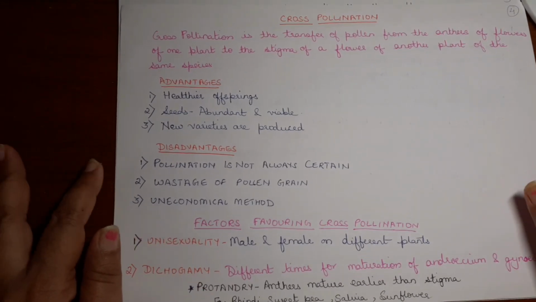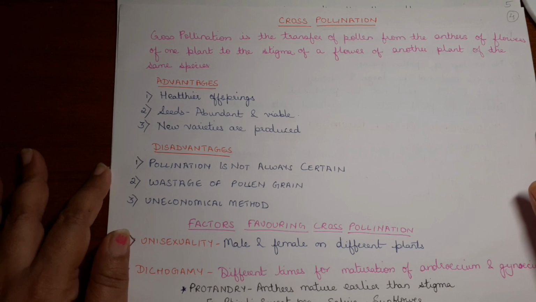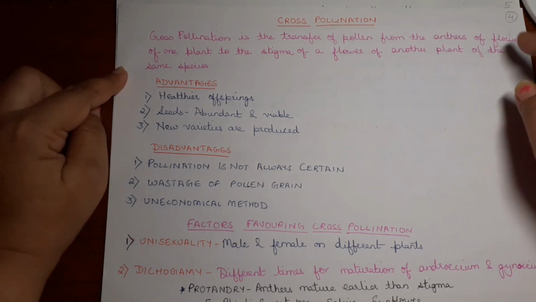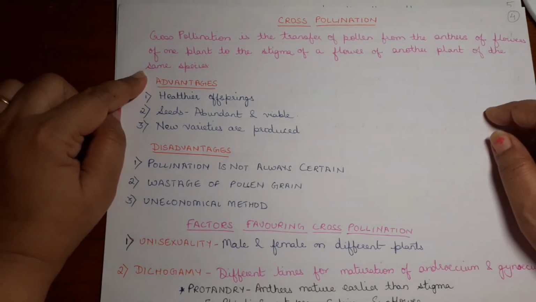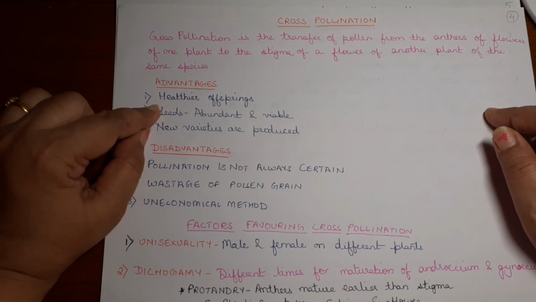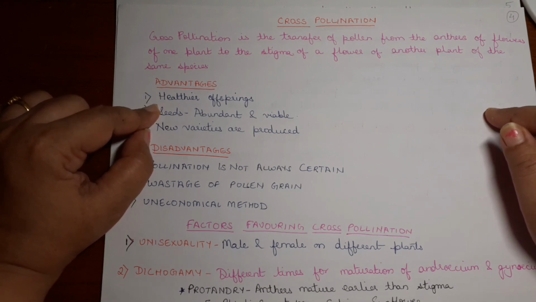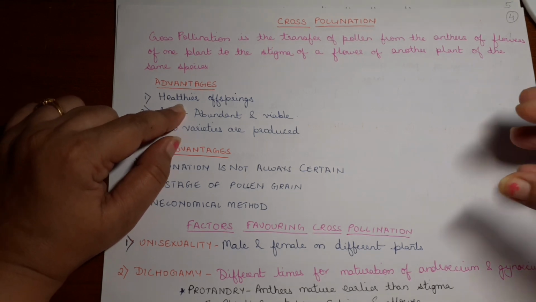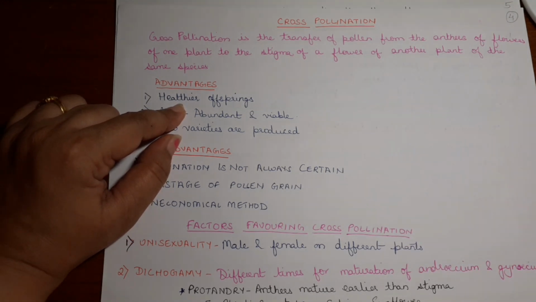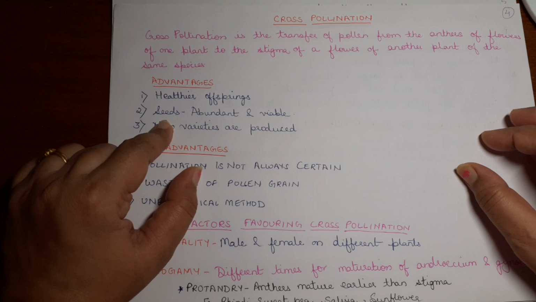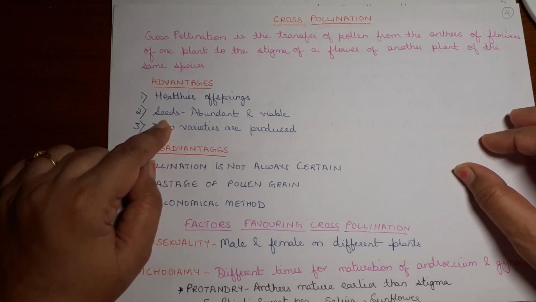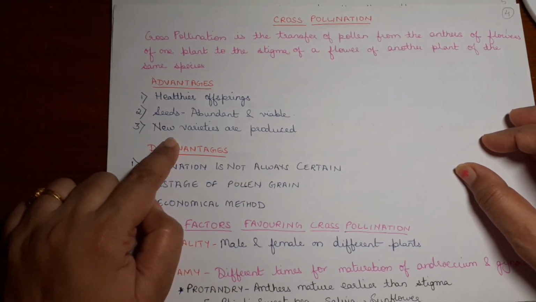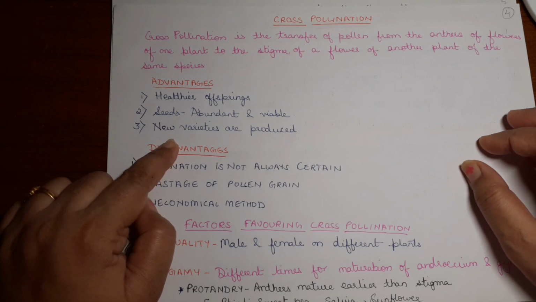Now we move on to the second type of pollination, which is known as cross-pollination. What is cross-pollination? It is a transfer of pollen from the anthers of the flowers of one plant to the stigma of a flower of another plant of the same species. Now what are the advantages of cross-pollination? Number one, you get healthier offsprings compared to self-pollination. The offsprings are healthier because the pollen grains are from a different plant and the stigma is from a different plant. The seeds are abundant and viable. More seeds are produced and they are viable, meaning they are healthier. New varieties are produced. You can even get a new variety by cross-pollination.